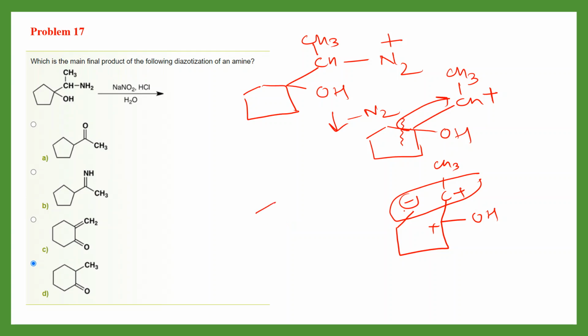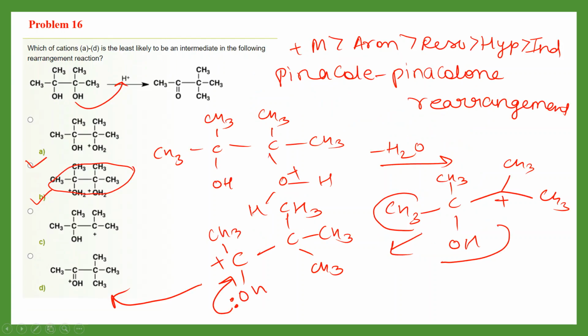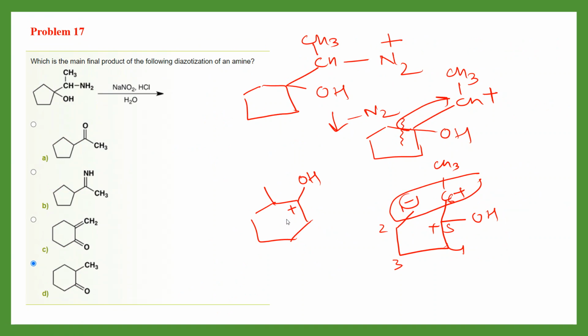How much? One, two, three, four, five, six member ring is going to form. Ma'am, is this a rearrangement? Yes, this is also rearrangement. Type of pinacol rearrangement you can say, but not pinacol, because here diazotization is taking place. In pinacol, both hydroxyl are there nearby to each other. And at last only oxygen lone pair will come and will form ketone there. So option number D is correct.